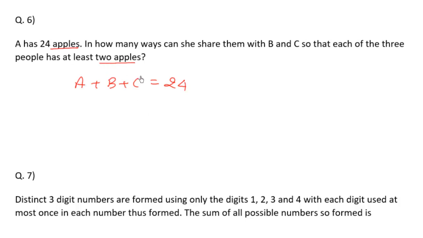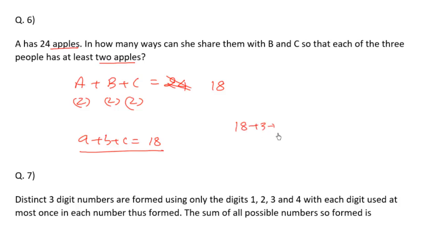So what we can do is, before we start the distribution, give 2 apples to each one of them. Thereby, the sum now left is 24 minus 6, which is 18. So this is a clear case of finding the number of non-negative integral solutions of this equation, right? Which is nothing but 18 plus 3 minus 1 C 3 minus 1. So I'm using the formula n plus r minus 1 C r minus 1, where n is 18 here and r is 3 here, right?